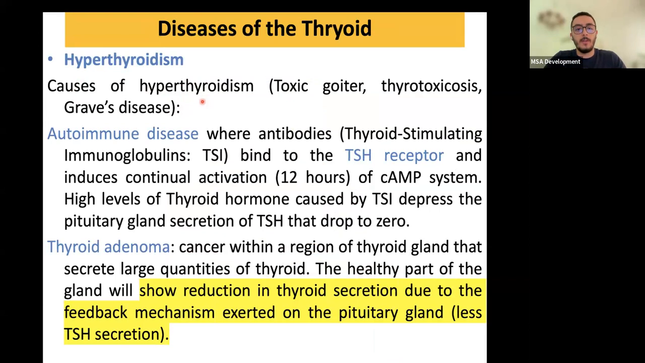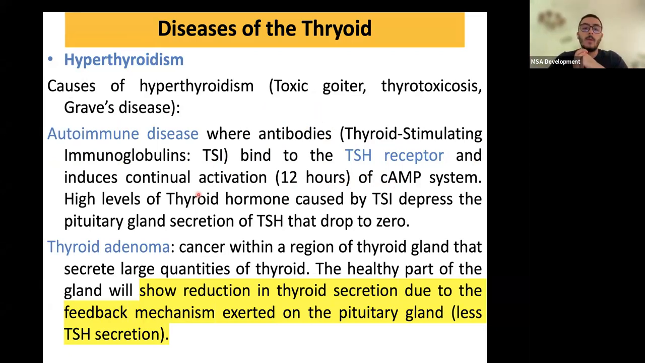We have many causes of hyperthyroidism. This includes toxic goiter or Graves' disease. Let me start with Graves' disease. Graves' disease is basically an autoimmune disease where antibodies, called thyroid stimulating immunoglobulins, TSI, bind to the TSH receptor. Why? Because they have a very similar shape or structure as TSH. So they can bind to the TSH receptor and induce continual activation of the thyroid gland, or basically the cyclic AMP system, on the thyroid gland.